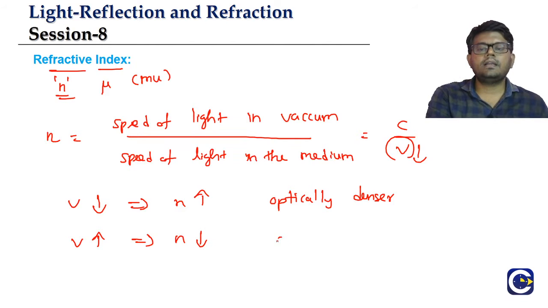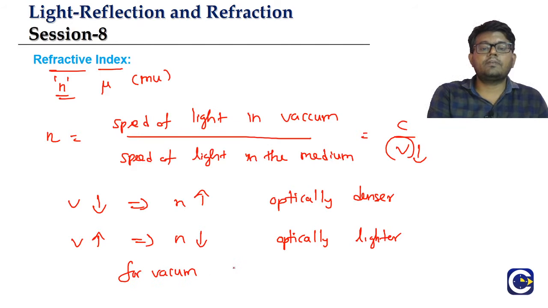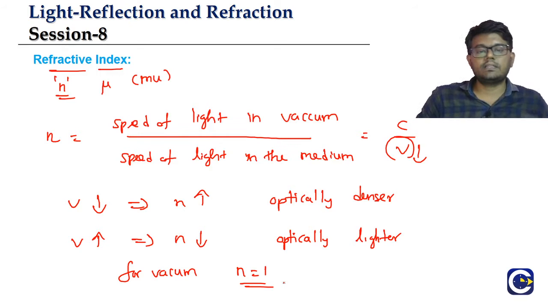And we will call these kinds of medium optically lighter medium or optically rarer medium. So the refractive index value is least for vacuum; that is the least it can come to. For vacuum, the value of n will be equal to 1. That is the least value. Otherwise, the refractive index value will always be more than 1.